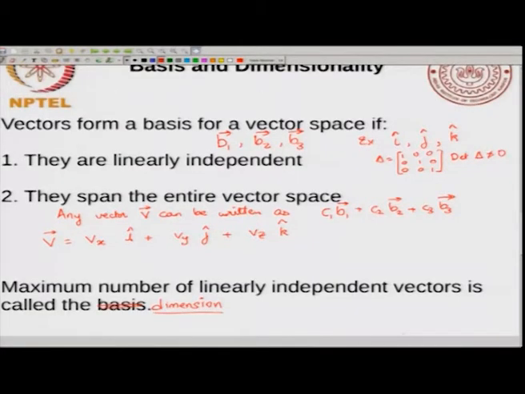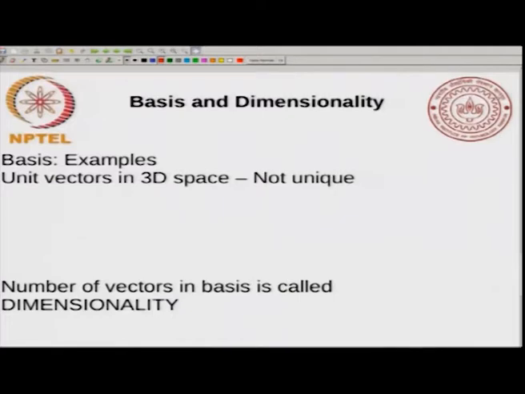So, in 3D space you have 3 basis vectors, so the dimensionality is 3. Let us take examples of bases. Suppose you have in 3D space your i, which I can write as 1 0 0, j as 0 1 0, and k as 0 0 1.